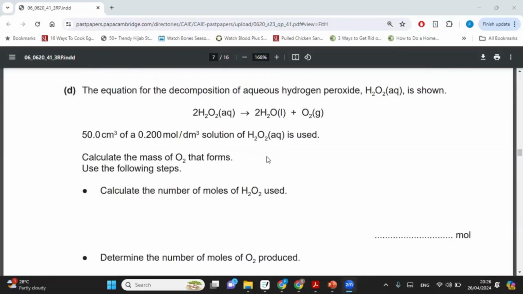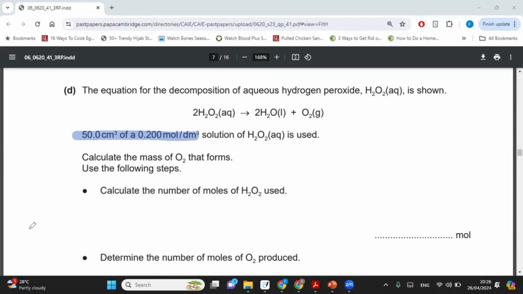Okay. This, I think, will be easier. So let's again do quite similar questions. You guys will notice that these mole questions that have been coming in recent papers are quite similar to each other. So do practice them as much as you can. First of all, as we go along, we highlight the important information. The equation for decomposition of aqueous hydrogen peroxide is shown to you. 50 centimeter cube of 0.2 mole dm cube solution of hydrogen peroxide is used.